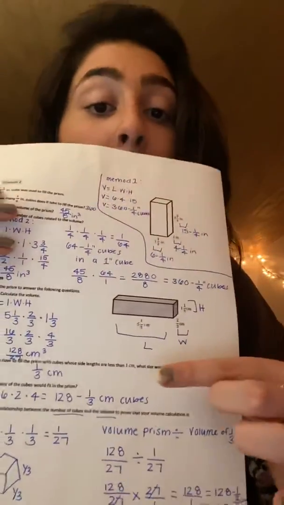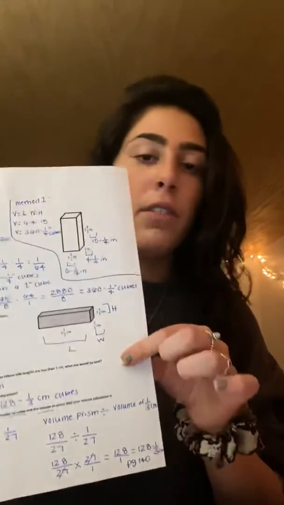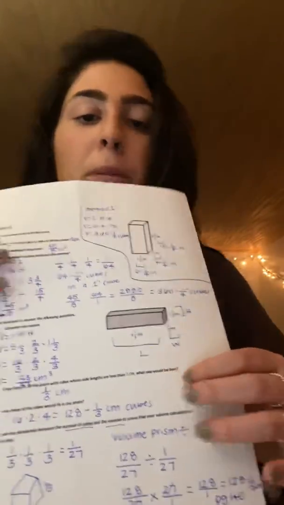Now I'm going to go over exercise 1, A through D. Exercise 1 says to use the prism to answer the following questions. And the first one, A, is asking me to calculate the volume. So here's what I have. I have my prism. I labeled it. As you all know, I love to label and underline everything. It just helps me stay organized.